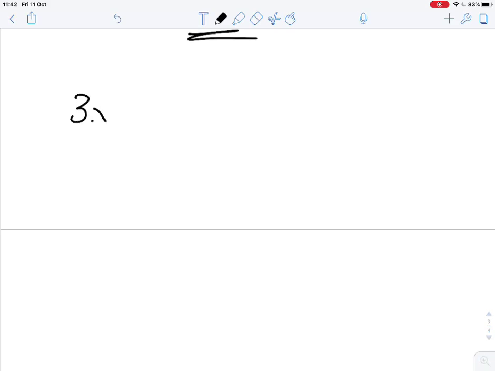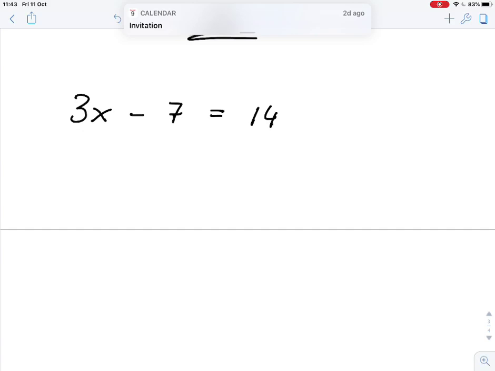We have 3x minus 7 equals 14. How are we going to deal with that guy? Because now we have a multiplication here and a subtraction here. And remember what I told you at the beginning? The one with the lowest hierarchy is addition and subtraction. So what we need to do is, let's get rid of the lowlife.